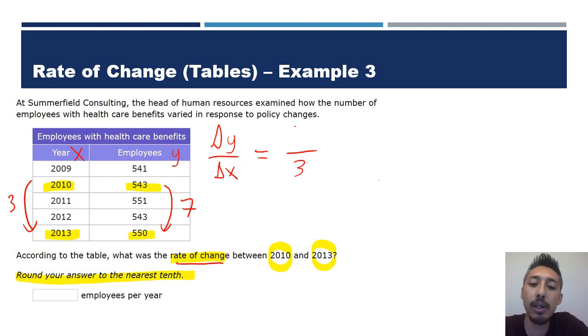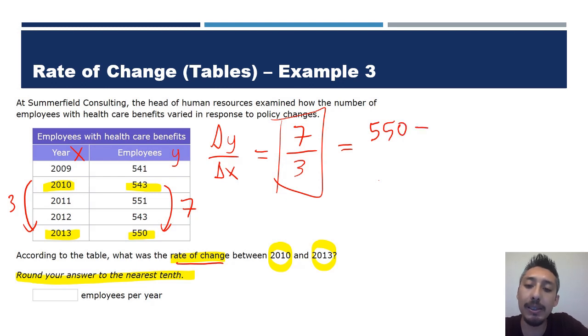So here my change of y is 7, my change of x is 3, so my rate of change is 7 over 3. If you're wondering how I got that 7, let's just remember what the word change means again. Remember that change of y, that word change just means subtract. This would have been the same thing as saying 550 minus 543. That is a change of y. I am subtracting the y values for this problem.